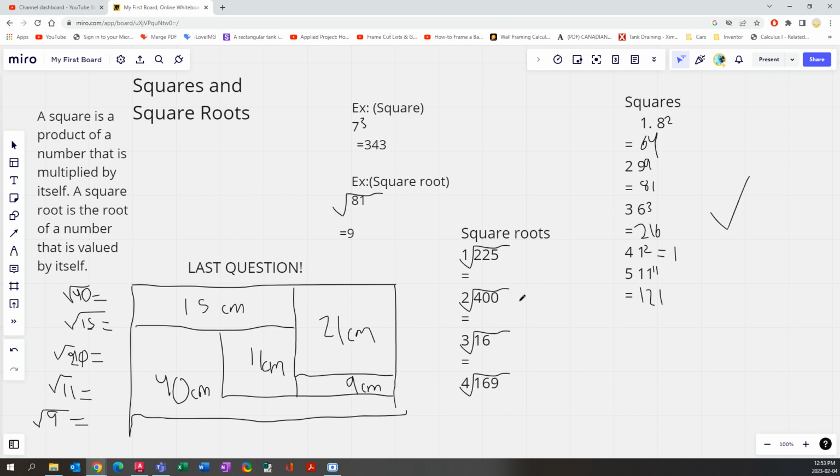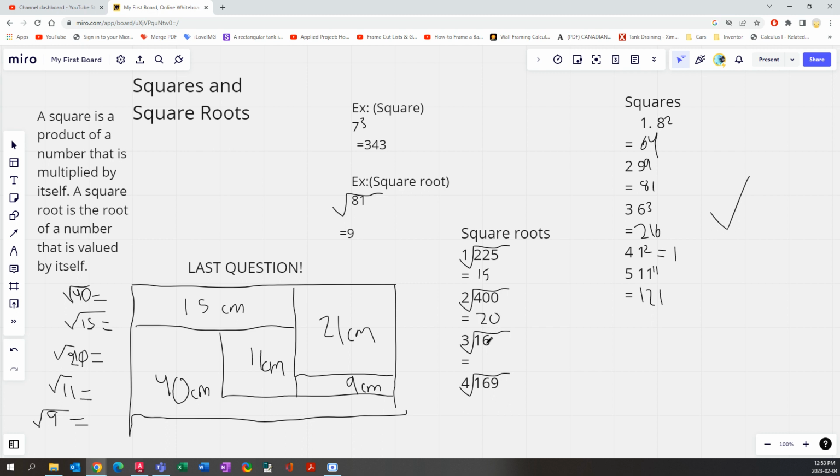So, the square root of 225. What do you guys think that would be? You guys think it's 15? That is correct. You guys are on a roll. Good job, guys. Number 2. What about the square root of 400? You say it's 20? Wow. I'm super impressed. Great job.